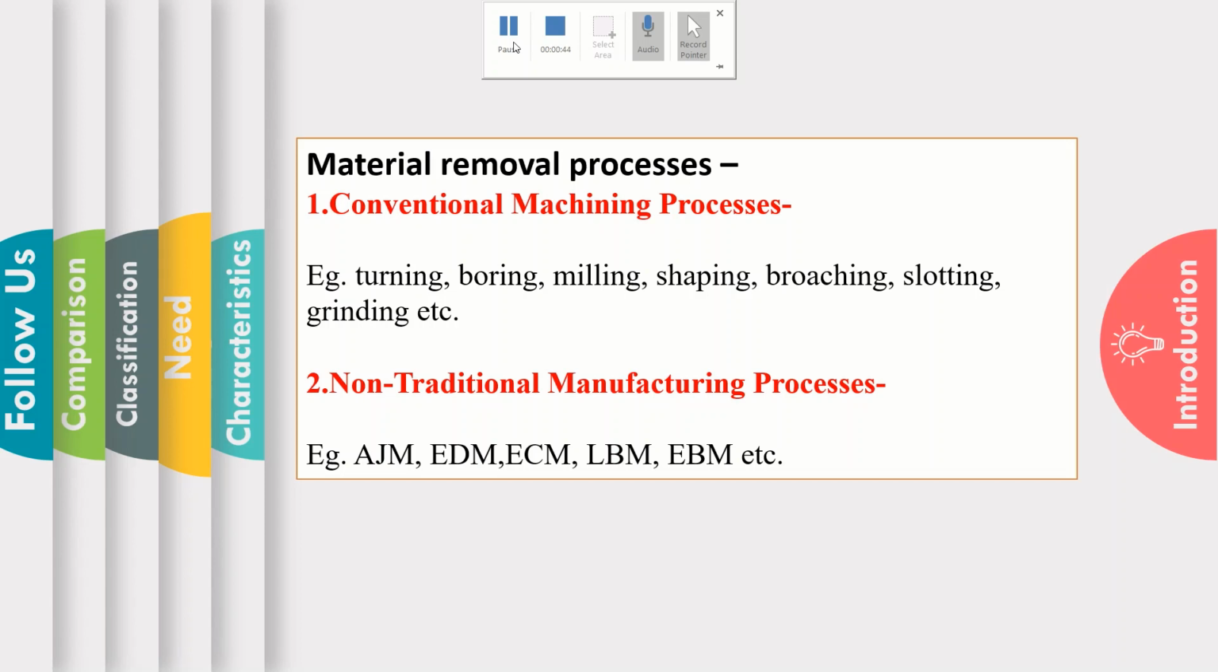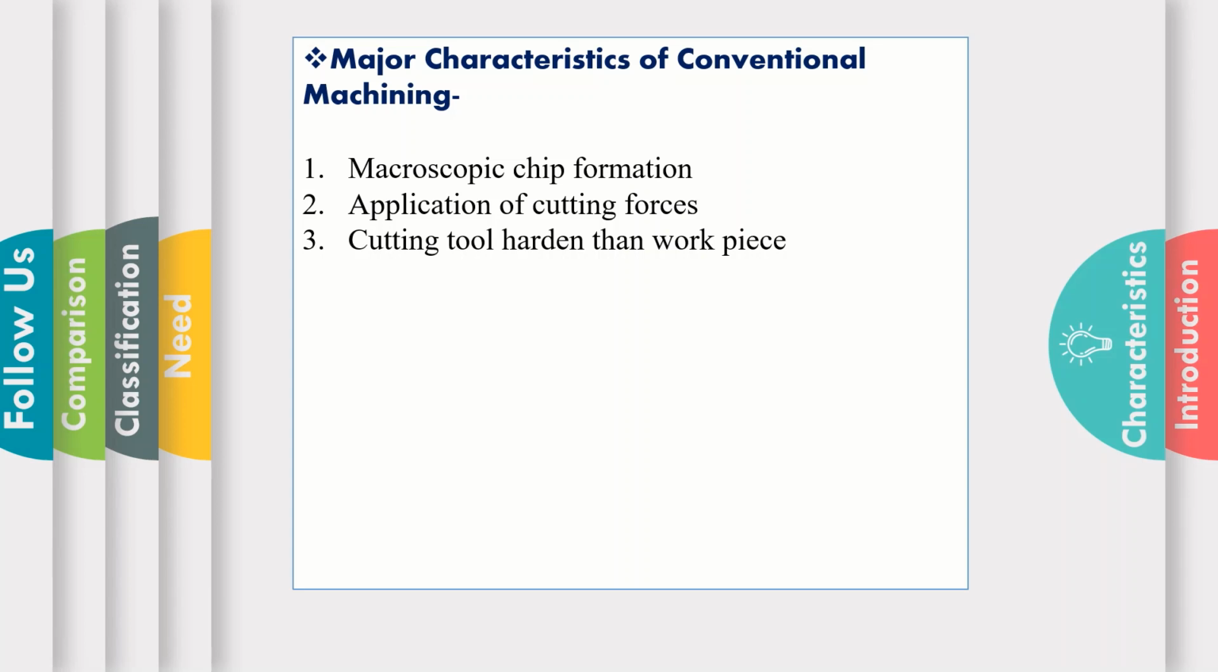Now we'll go for the characteristics of traditional machining processes and non-traditional processes. Major characteristics of conventional machining: first, generally microscopic chip formation occurs due to shear deformation. Then material removal takes place due to the application of cutting forces. And the third is the cutting tool is harder than the workpiece at room temperature as well as under machining conditions. These are the characteristics of conventional machining.